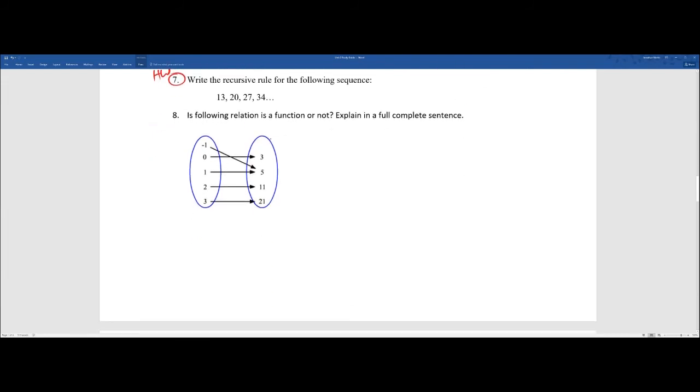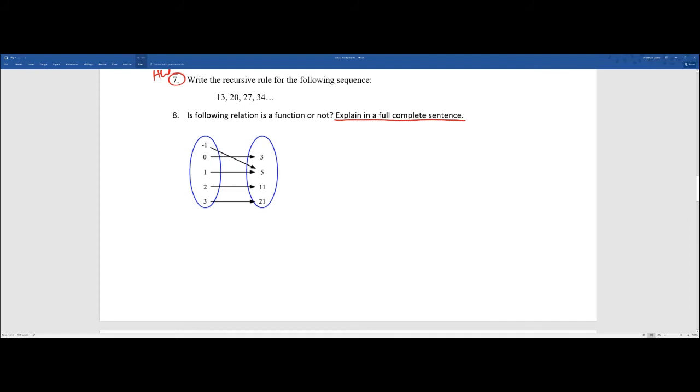All right, number 8, is the following relation a function or not? Explain in a full complete sentence. That, ladies and gentlemen, is worth points. We care about your reasoning more so than the answers sometimes, or at least most of the times.